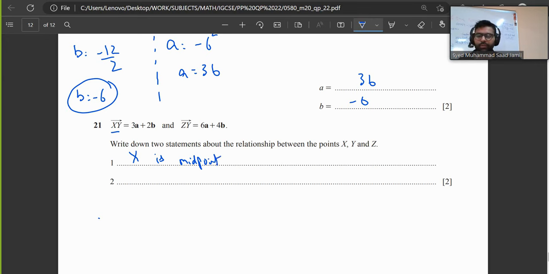And the second relationship is that all the points are collinear, which means they all lie on a straight line. So that's it for today's class.